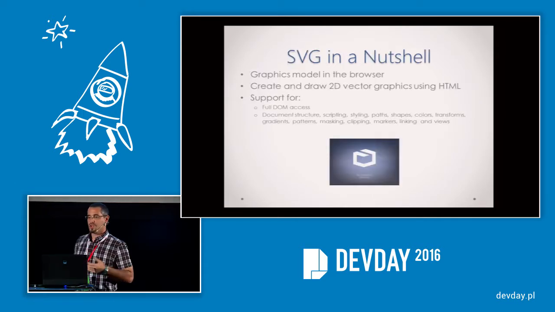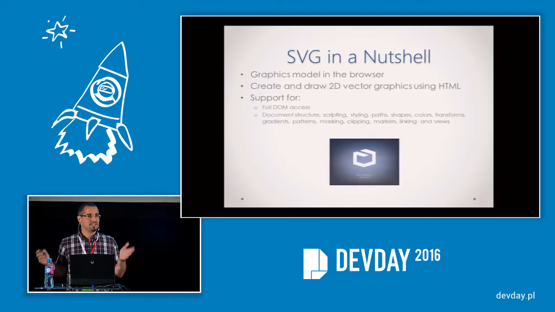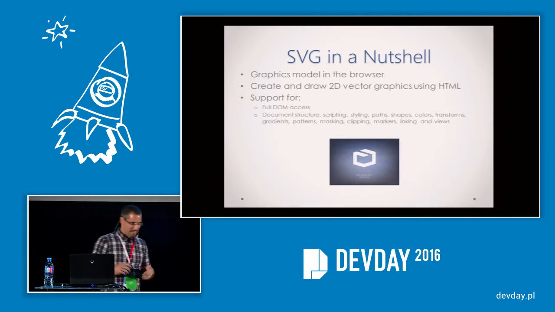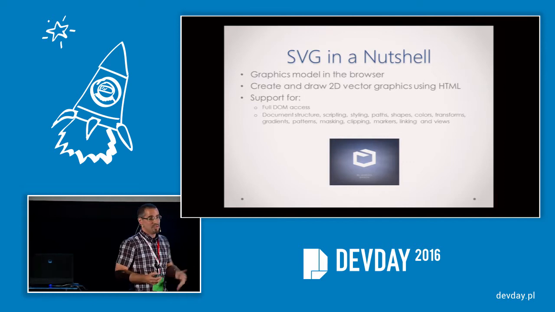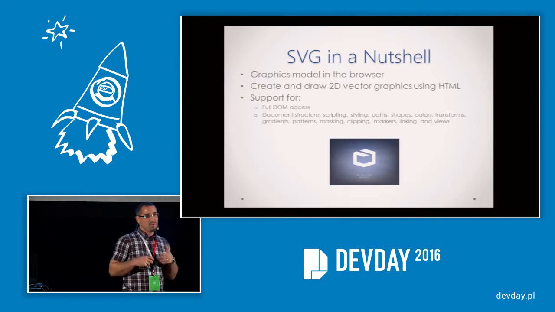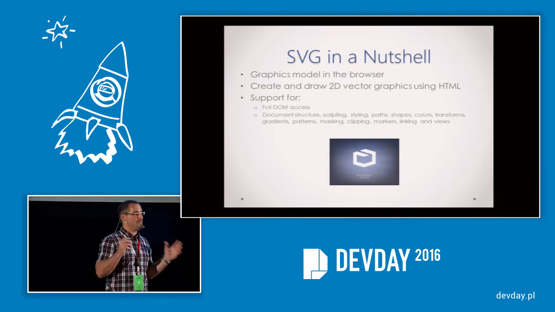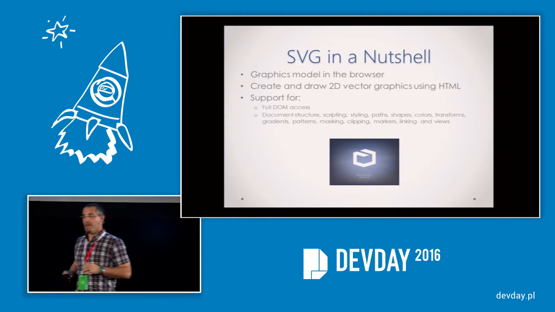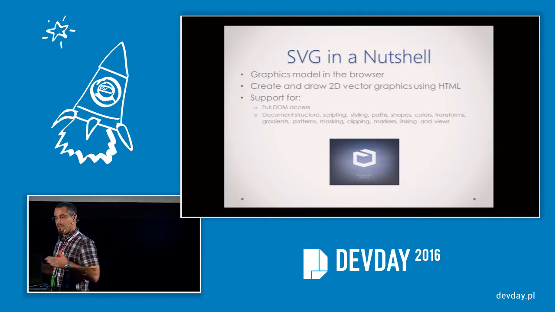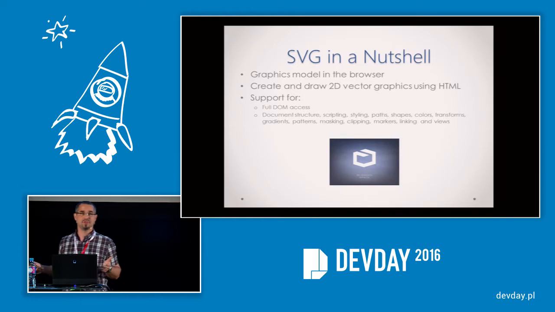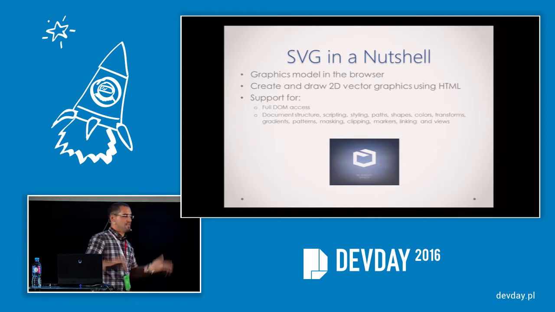So, SVG in a nutshell. SVG is a graphical model. It's Scalable Vector Graphics. The graphics scale well on every kind of screen, and you get 2D vector graphics in HTML. In a whole, it's just an element called SVG that you put other elements inside of.